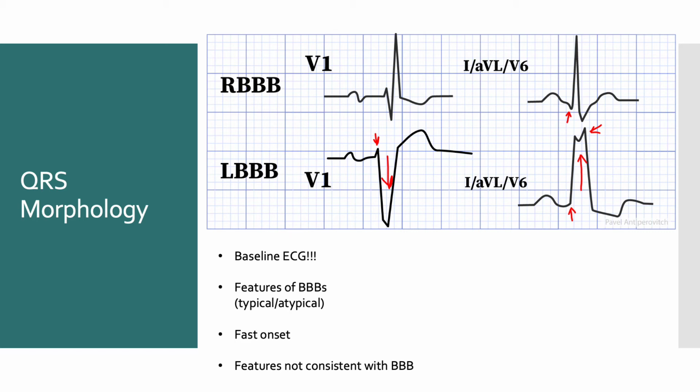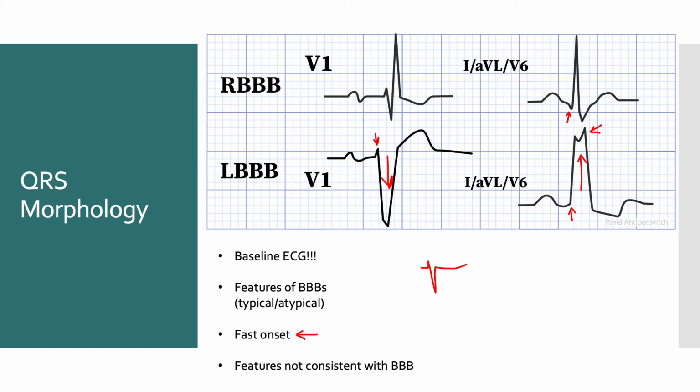The other feature that I wanted to point out is the fast onset. Okay, so whenever there's a bundle branch block, there is often a functioning contralateral bundle. Otherwise, this patient would have a complete heart block. So the first part of the QRS is still often quite sharp. Okay, and this is consistent with a bundle branch block.